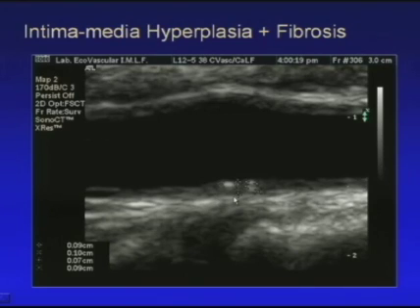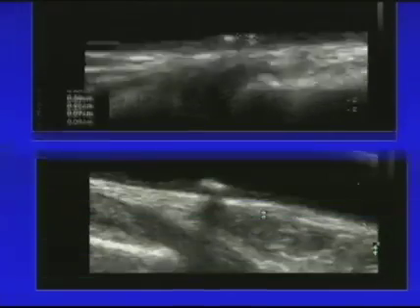This is an example of Intima-media hyperplasia and fibrosis. We have 3 fibrotic plaques here, very tiny, very small, and you can see that we have a thickening of only 0.9 millimeters. Inside this thickening, we can observe 3 well-defined structures or plaques, because we have these hyperechogenic areas without acoustic shadowing. We will explain that in more detail in the second part of the lecture.